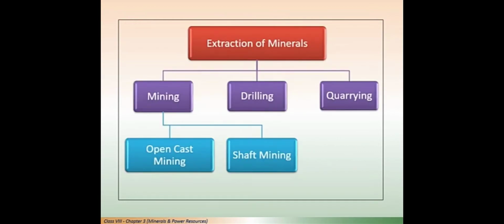Next, we are going to see extraction of minerals. What is meant by extraction? Taking out the minerals from the rocks buried under the ground. Minerals won't be lying in the top portion of the soil. They will be underground, in the rocks buried in the earth, so we have to take them out carefully. We use three methods. The first one is mining. Mining is again classified into open cast mining and shaft mining. What is meant by mining? The process of taking out minerals from the rocks buried in the ground is called mining.